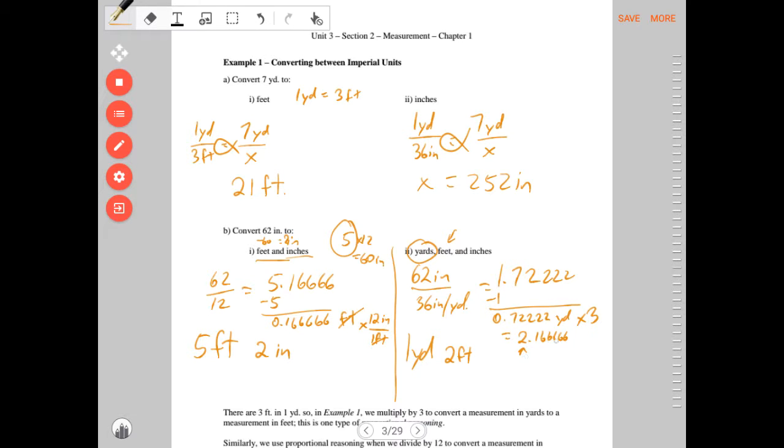Then we do the same thing again. We minus 2, so that's 0.166666. Now this unit is in feet. So how many inches are in a foot? Times that by 12, and we end up with 2. So this is 1 yard, 2 feet, and 2 inches.